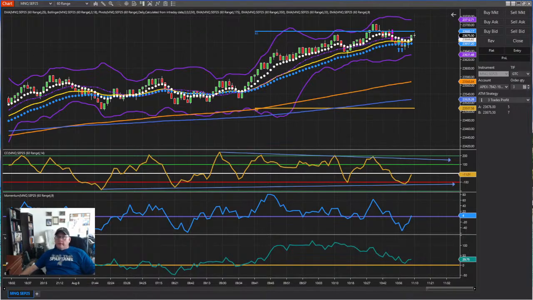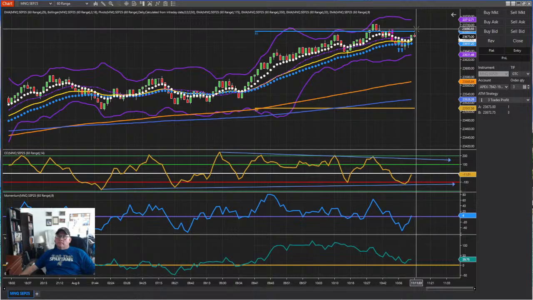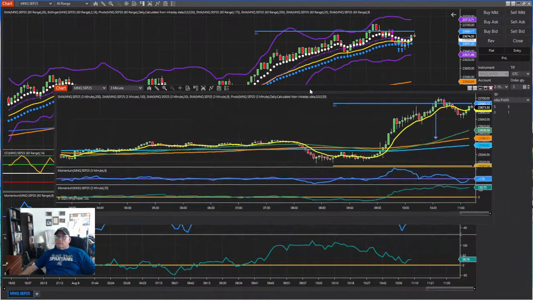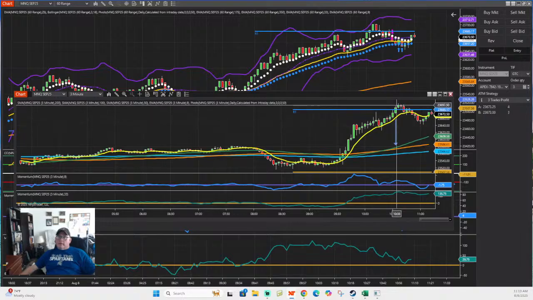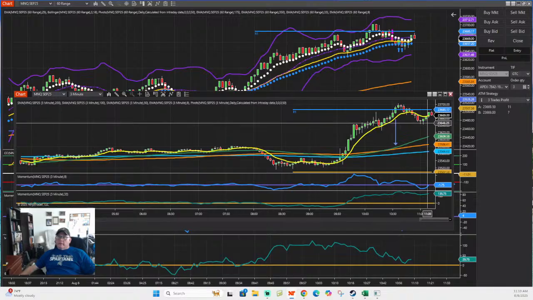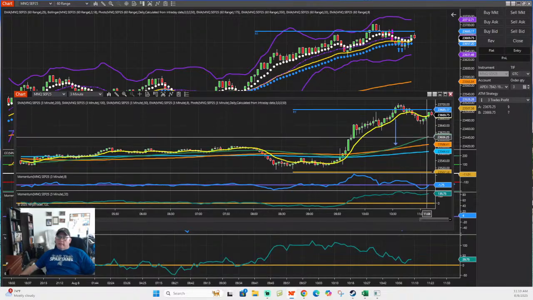Time is 11:10. Got roughly 20 minutes left. We've got a red bar trying to form on the 3 minutes. There's our A, B, and C: A to here, B to there, C coming down, maybe into here.